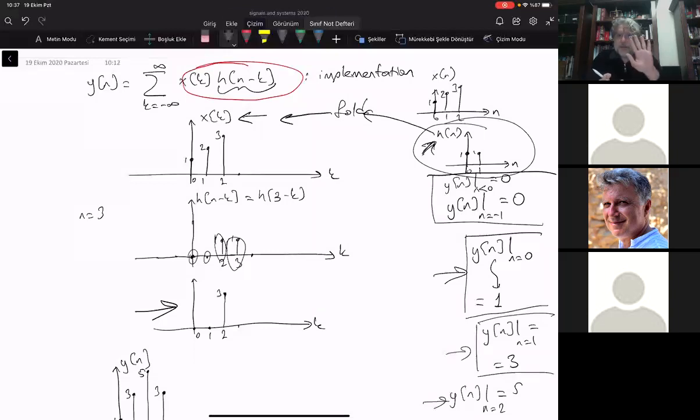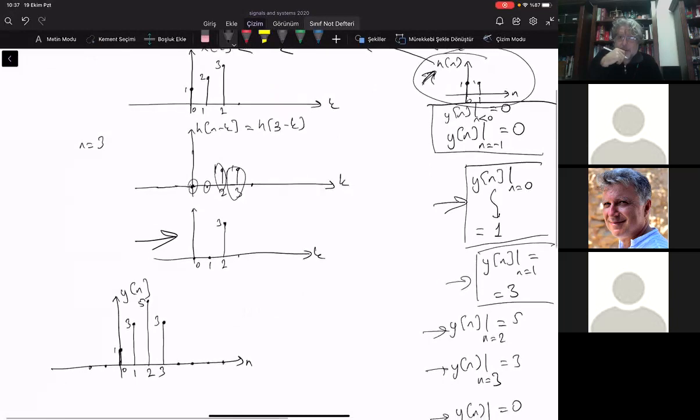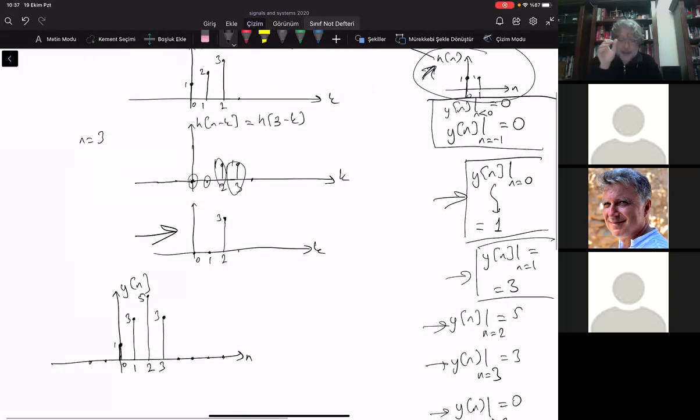So the method is clear. You flip it around, you fold it, and then you slide to the left and to the right. As long as they overlap, they correspond to an output. And the amount of sliding is the position of your output, or the value of your output at the corresponding n. If you slide by -1, it means you are finding y of -1. If you're sliding by 2, it means you are finding y of 2. All right? Be careful about these. So that's how we find the discrete time convolution normally, flipping and sliding.